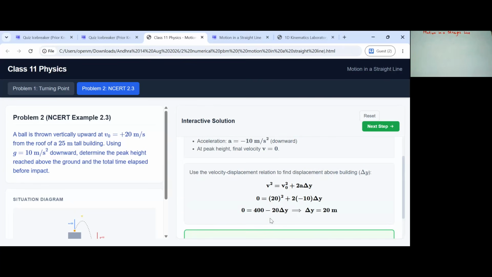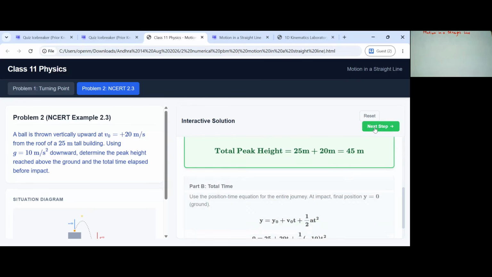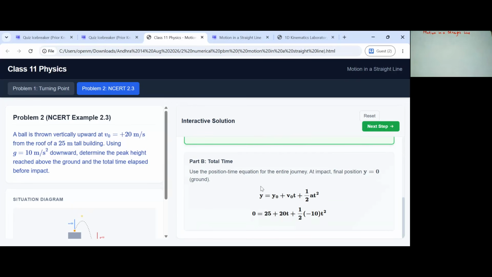Now part B. Next step. Use a position time graph for the entire journey. So now for the total time elapsed before impact, this is where it gets interesting. We need the equation relating position and time for the entire journey. So we use y equals y naught plus v naught t plus half a t squared. Clear? So we need the equation like that.